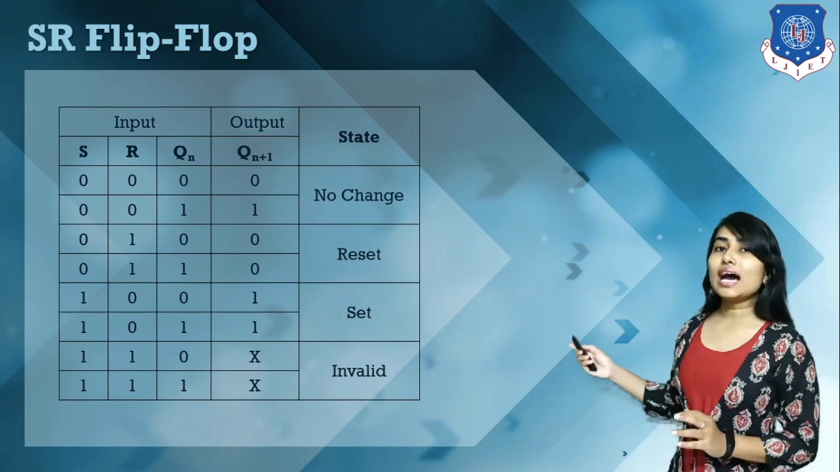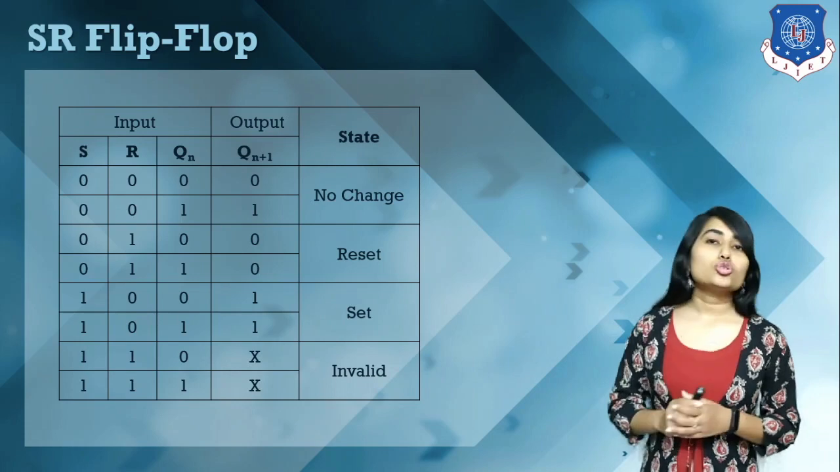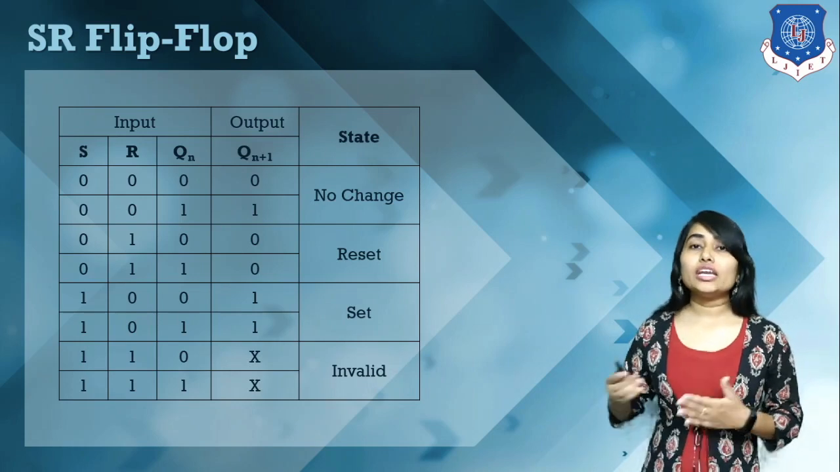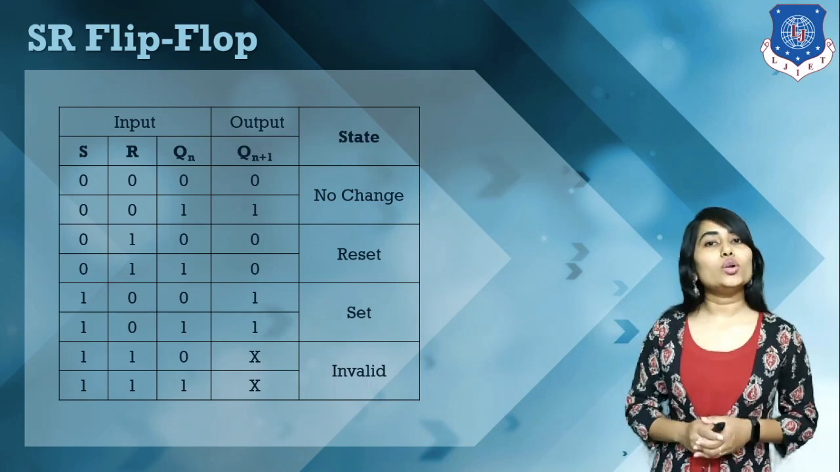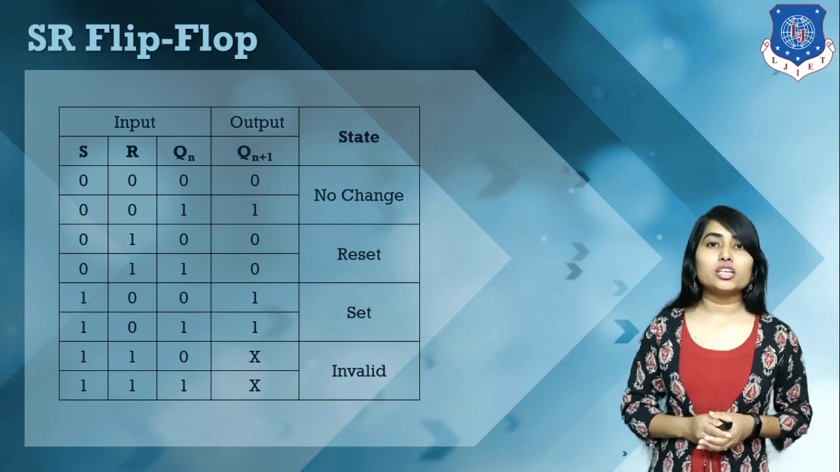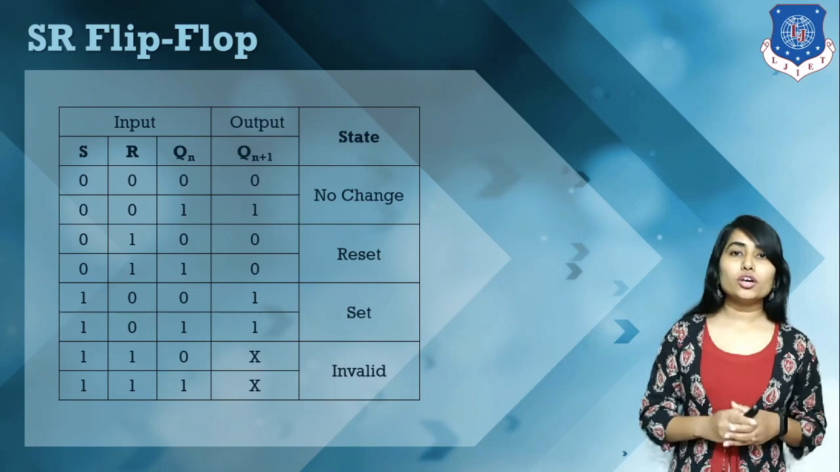Now we have the last condition, that is S and R equal to 1, 1. Whenever S and R is equal to 1, 1, we have an invalid state, and we can represent that invalid state as a don't care condition, because we have to eliminate these states. That's why this can be represented as a don't care condition.